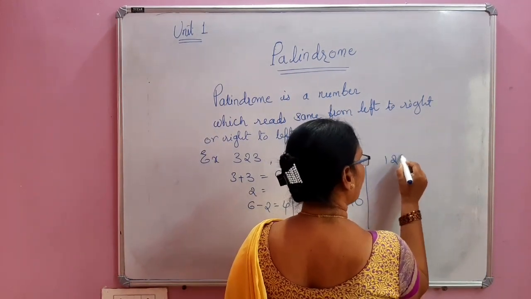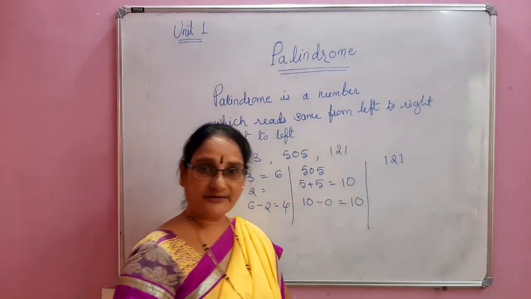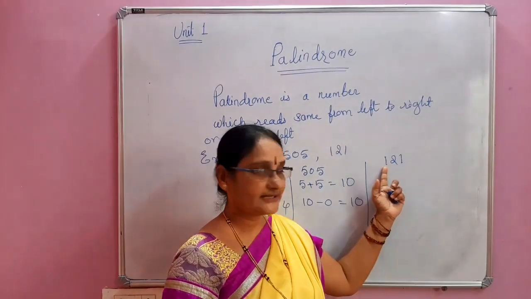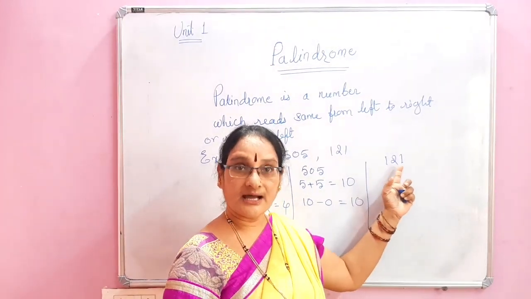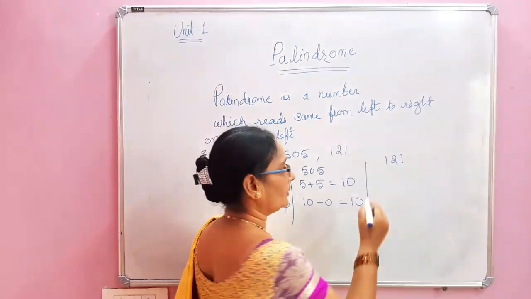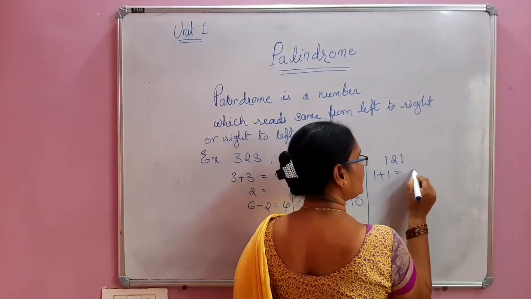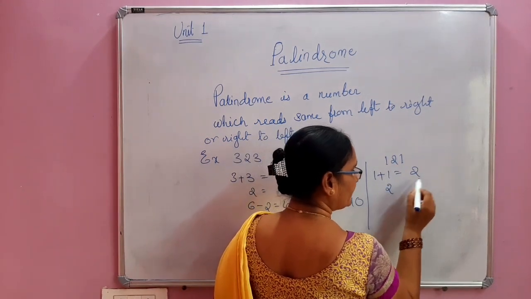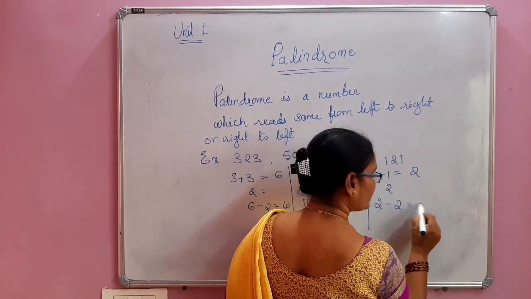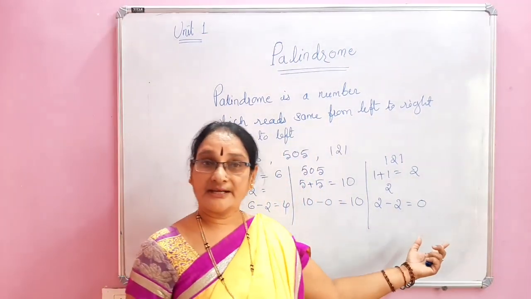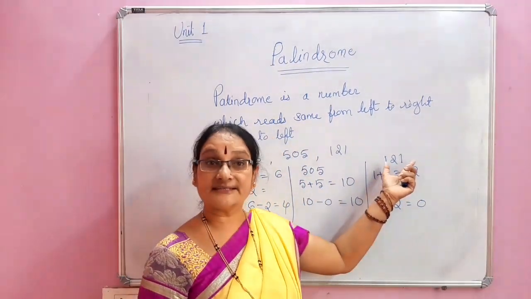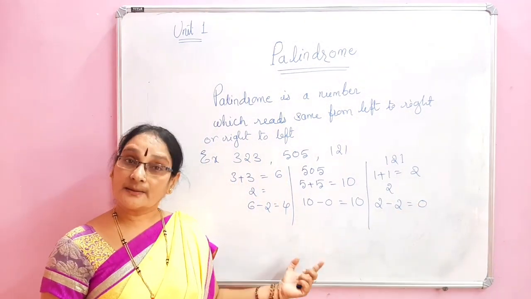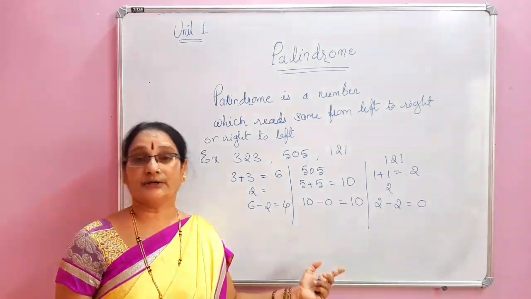See here, the third example is 121. Which digits are placed in the oddly places? 1 and 1. 1 is in first place, 2 is in second place, again 1 is in third place. So the sum of the oddly placed digits is 1 plus 1, 2. Then in the evenly place 2 is there. Now the difference is 2 minus 2, which is 0. Yes, definitely 121 is divisible by 11. This is the divisibility test we are applying for the 3-digit palindrome.